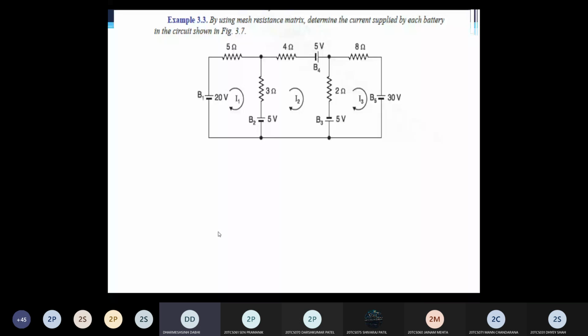By using the mesh resistance matrix, determine the current supplied by each battery in this figure. Using the mesh resistance matrix means using the mesh analysis to determine the current supplied by each battery. So you can see here in this circuit, we have 5 batteries. B1 is 20 volt, B2 5 volt, the third one B3 5 volt, B4 5 volt, and B5 30 volt. So the question is to determine the current supplied by each battery. It means you need to find out the 5 currents flowing into batteries 1, 2, 3, 4 and 5 by using the mesh analysis.